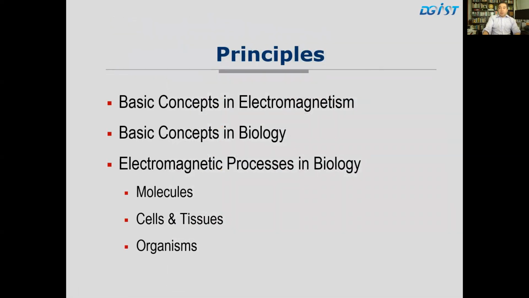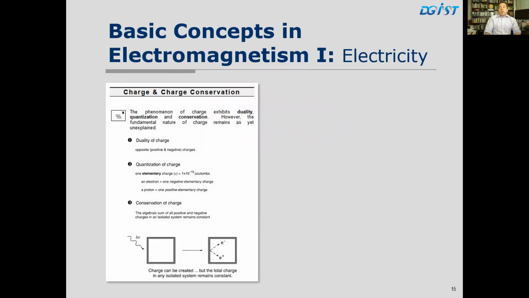So in terms of principles, let's talk about some basic concepts in electromagnetism, some basic concepts in biology, and some fundamental electromagnetic processes in biology of molecular organisms. This is, of course, going to be a very quick overview, which we'll develop in more detail with subsequent lectures. So basic concepts in electromagnetism. One key concept, of course, is the concept of electricity. And electricity, as you know, involves charges.